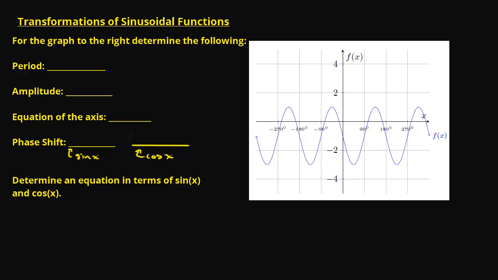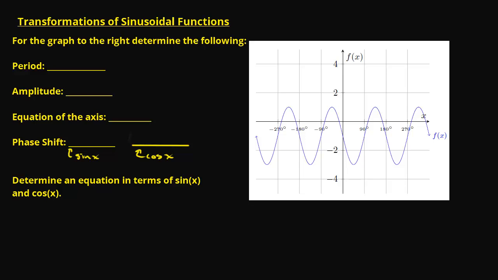Hi everyone, in this video we'll look at another example of transformations involving sinusoidal functions. So we're told for the graph to the right, determine the following. It wants us to determine the period, the amplitude, the equation of the axis, the phase shift if we model it using a sine curve, and the phase shift if we model it using a cosine curve. So then it wants us to determine an equation in terms of sine of x and cosine of x.